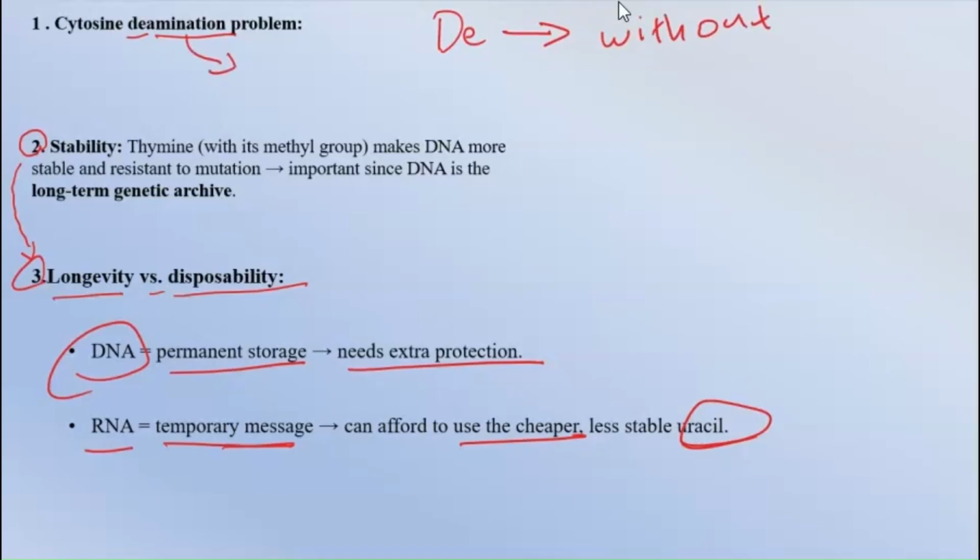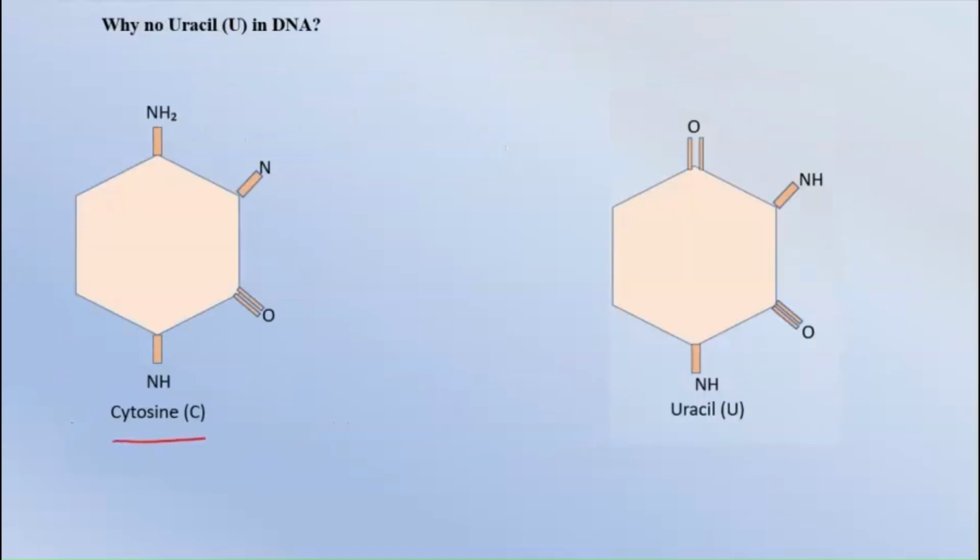Deamination refers to the removal of the amino group, which is simply NH3+. So deamination means we take the cytosine and remove the amino group, and now we are left with something called uracil. And that is quite problematic. So why is this problematic?